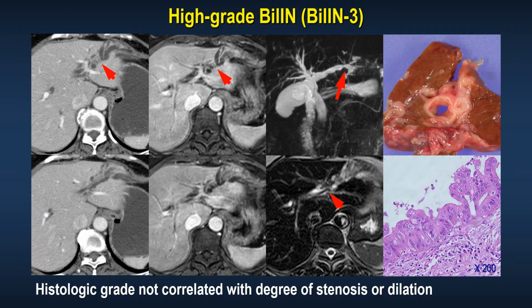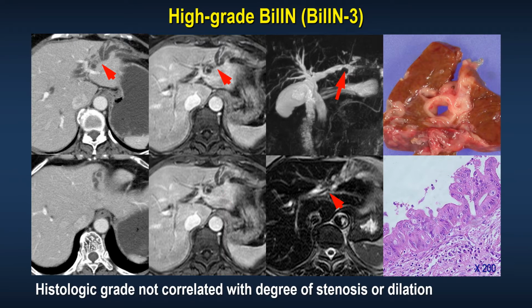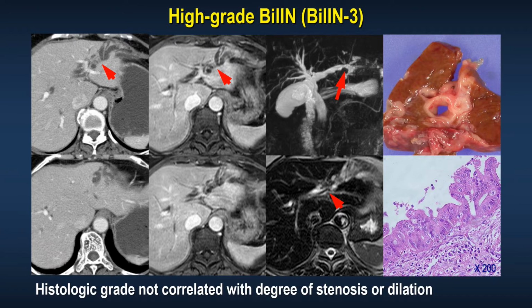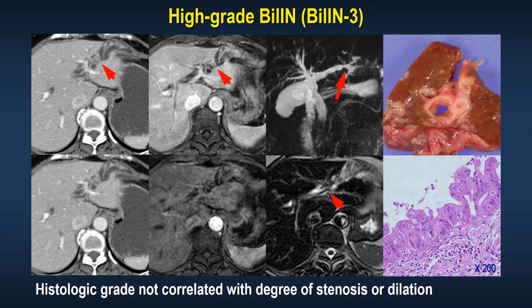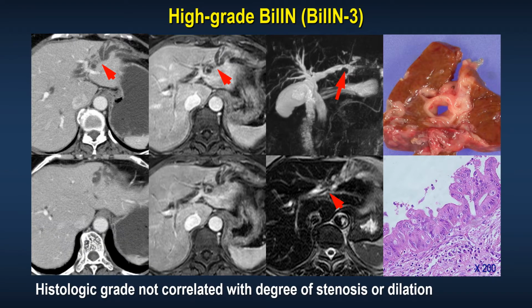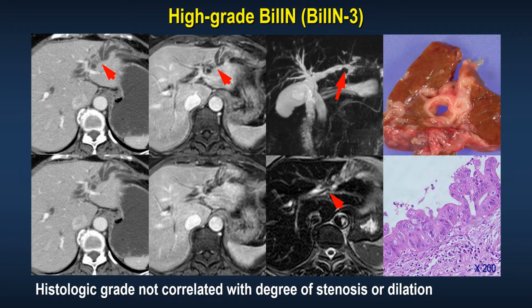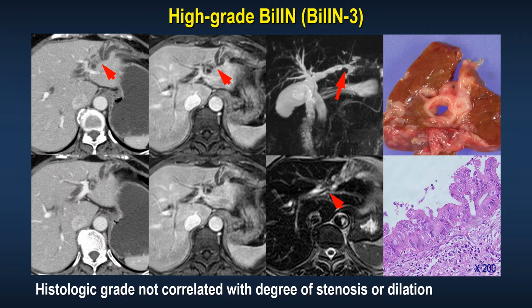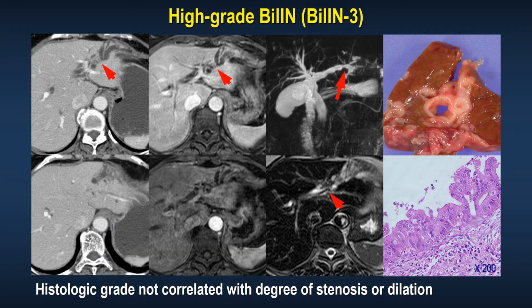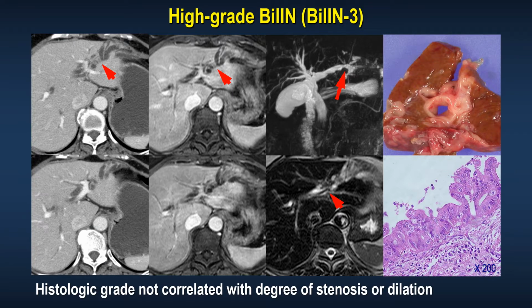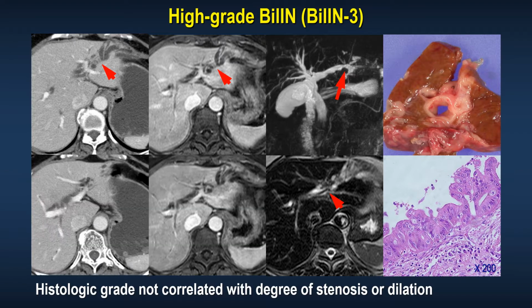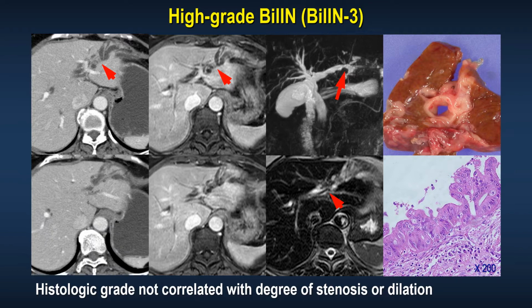In this case of BilIN3, focal stenosis and upstream duct dilation of the bile duct are observed. IHD stone was not found, but was associated with chronic calculous cholecystitis. In this case, duct stenosis or proximal duct dilation was not remarkable. The grade of BilIN and the degree of stenosis or dilation of the duct do not seem to correlate with each other.